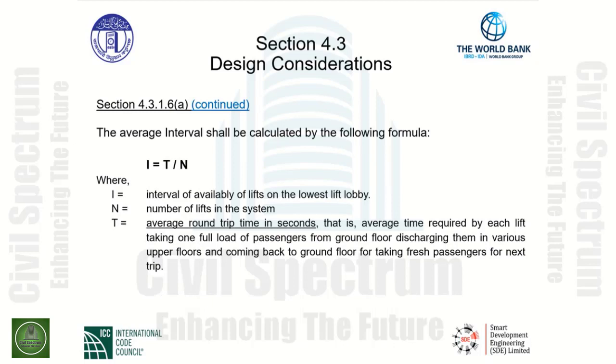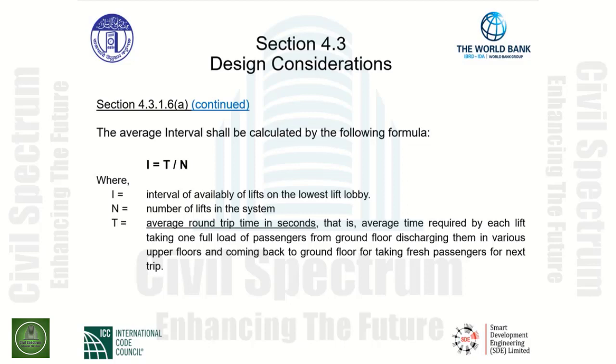Continuing with Section 4.3.1.6a, the average interval shall be calculated by the following formula. I equals T divided by N, where I is the interval of availability of lifts on the lowest lift lobby. N is the number of lifts in the system. T, again, is the average round-trip time in seconds.